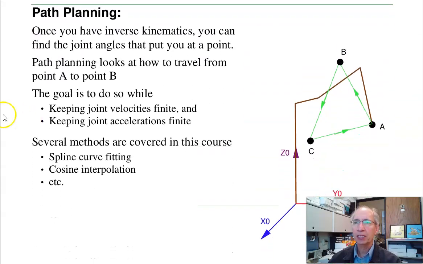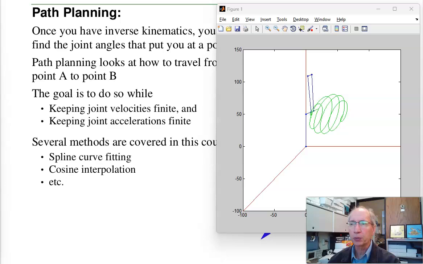Next topic we look at is path planning. With path planning, I want to go from point A to point B to point C. How do I do that while keeping the joint velocities finite, while keeping the joint accelerations finite? There's several different methods that we look at. There's spline interpolation, cosine interpolation, and so on. Once I define the path that I'm supposed to follow, in this case the green ball, I can tell you what the joint angles are that follow that path. And I want to choose the path in such a way that the joint velocities and accelerations remain finite.